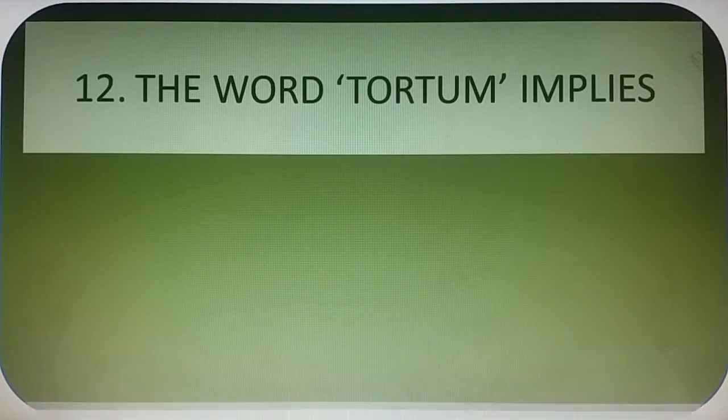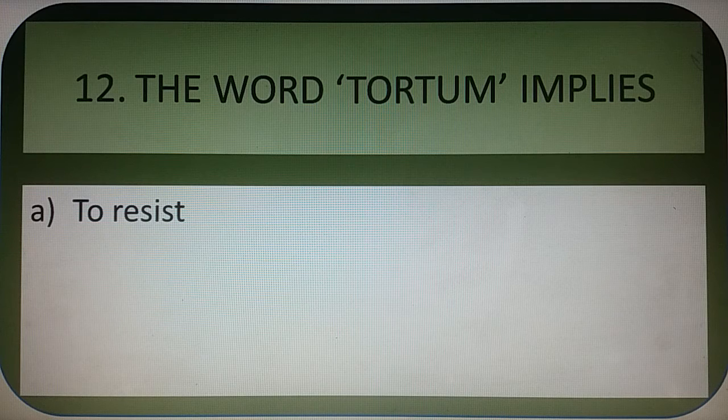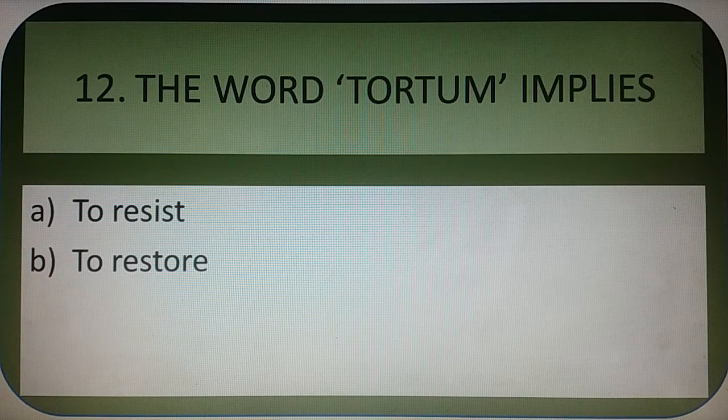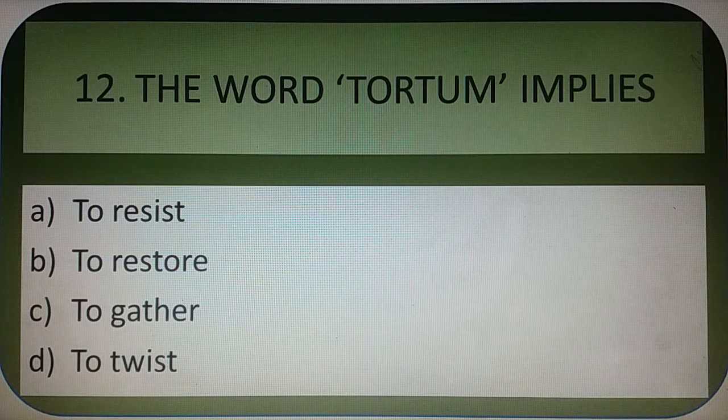The word tortum implies, very easy question, A, to resist, B, to restore, C, to gather, and D, to twist. And we know that the correct answer is to twist. The term tortum reflects the meaning twist, crooked, twisted, unlawful, unfaithful.